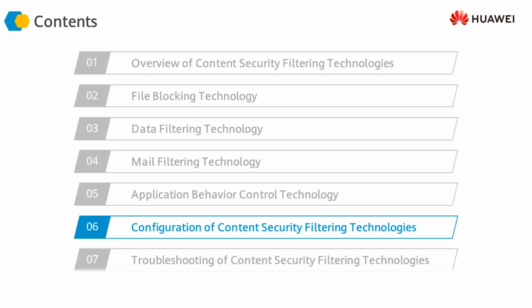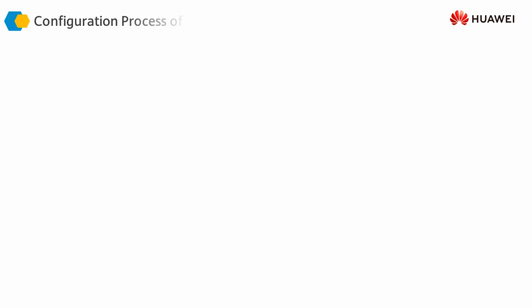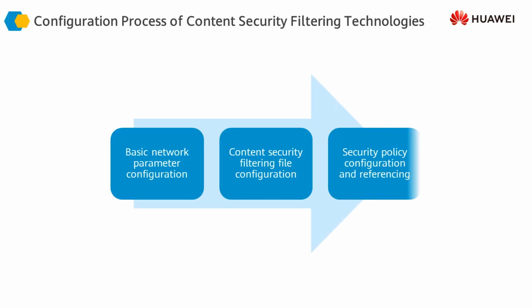Hi, let's take a look at the configuration of content security filtering technologies on the firewall. If you look at the configuration flow, it's fairly simple. First, we configure the basic parameters, that is, we configure the security policy on the firewall.